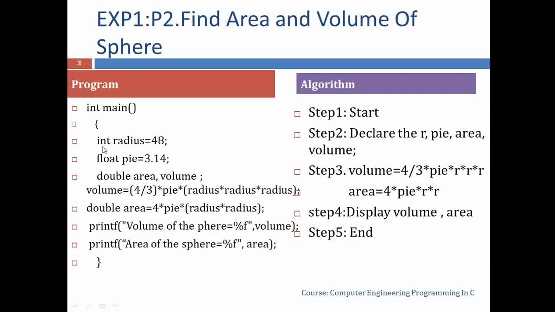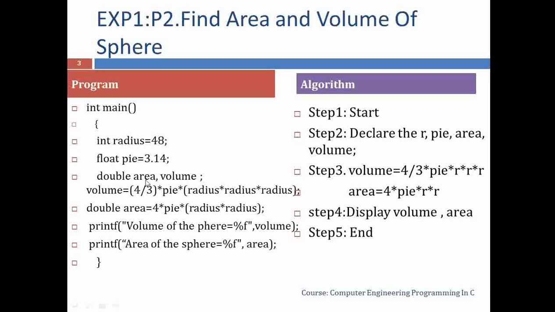So first, for example, we assign the radius as 48, and the value of pi is 3.14. It is a floating type of value, so we assign the data type float. Integer is also a data type; 48 is a whole number, so we use the integer data type here. 3.14 is a floating value, float type of data, so we write float data type here.